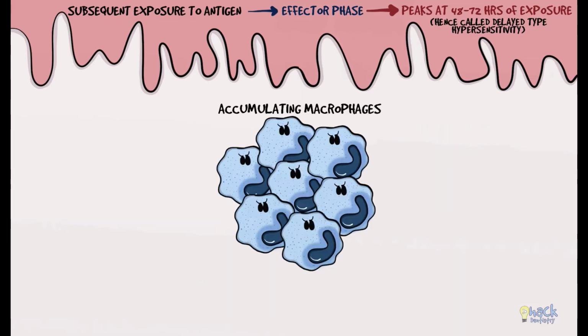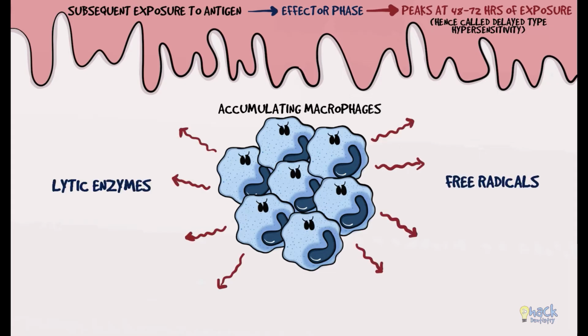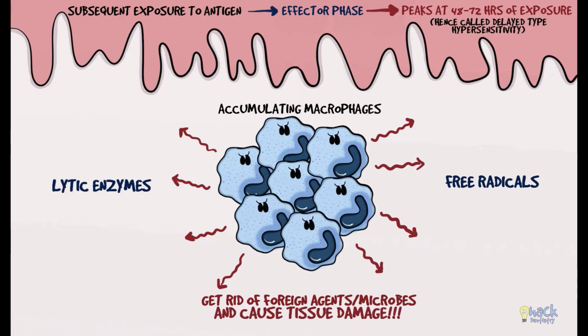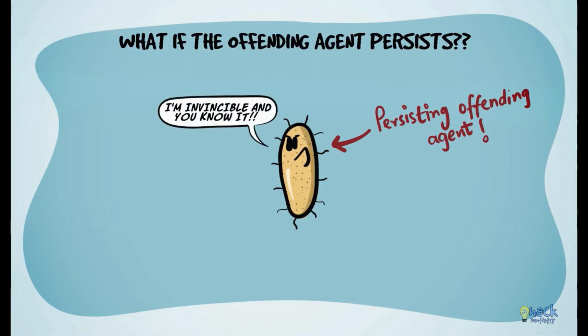And thus the accumulating macrophages in the site of infection release various lytic enzymes and free radicals to help remove the offending agent, in the process also causing a lot of tissue damage. However, there are occasions when the offending agent is not removed and persists despite the inflammation.